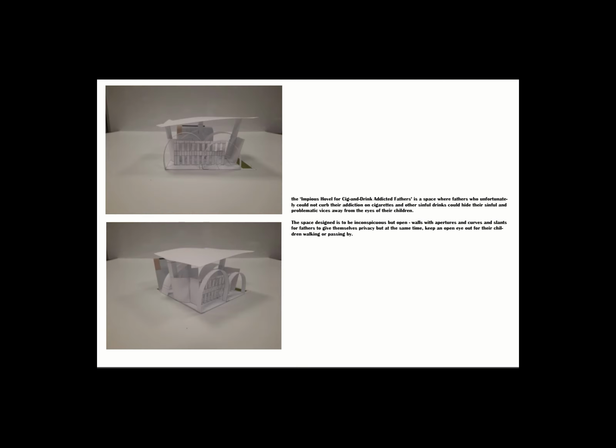So this space, I'll call it for short, the Empire's Hovel. It's a space where the fathers could hide their addiction to cigarettes and other sinful drinks away from the eyes of their children. So this space is designed to be inconspicuous but open. It's the same thing with staircases, it's the same thing with corners. They are inconspicuous but open. It's the same concept, just different design.